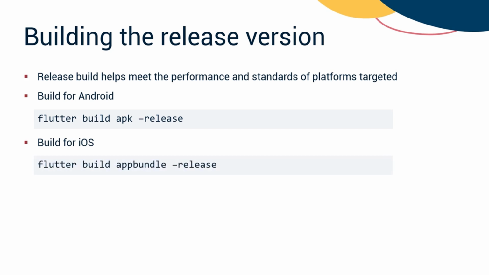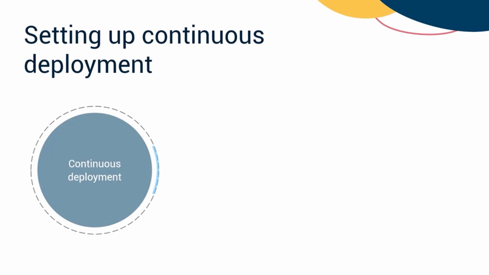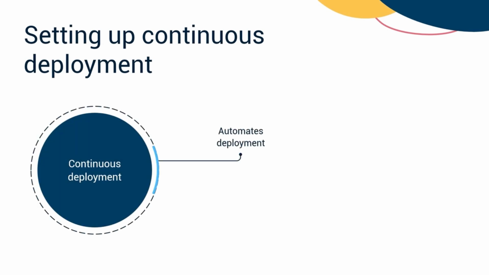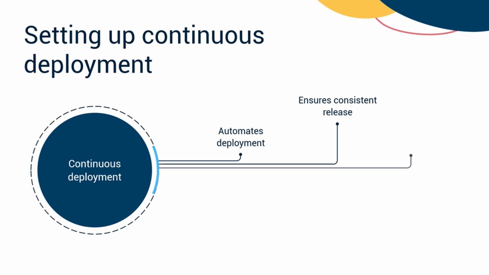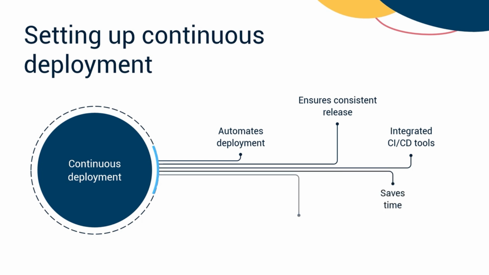With the release version built, it's time to set up continuous deployment. Continuous deployment, CD, automates the deployment of the app whenever changes are made. This helps maintain a consistent release process and ensures that updates are delivered to users promptly. By integrating CD into your workflow, you can automate tasks such as building, testing, and deploying using CI/CD tools like GitHub Actions, Bitrise, and CircleCI. This setup saves time and reduces the risk of errors during the release phase.